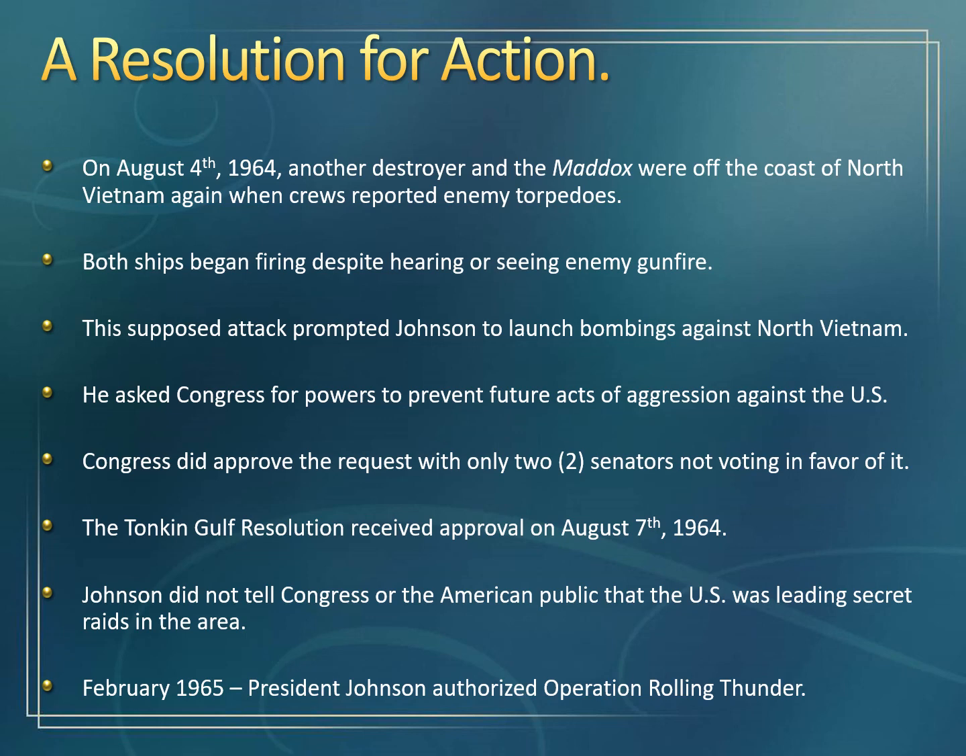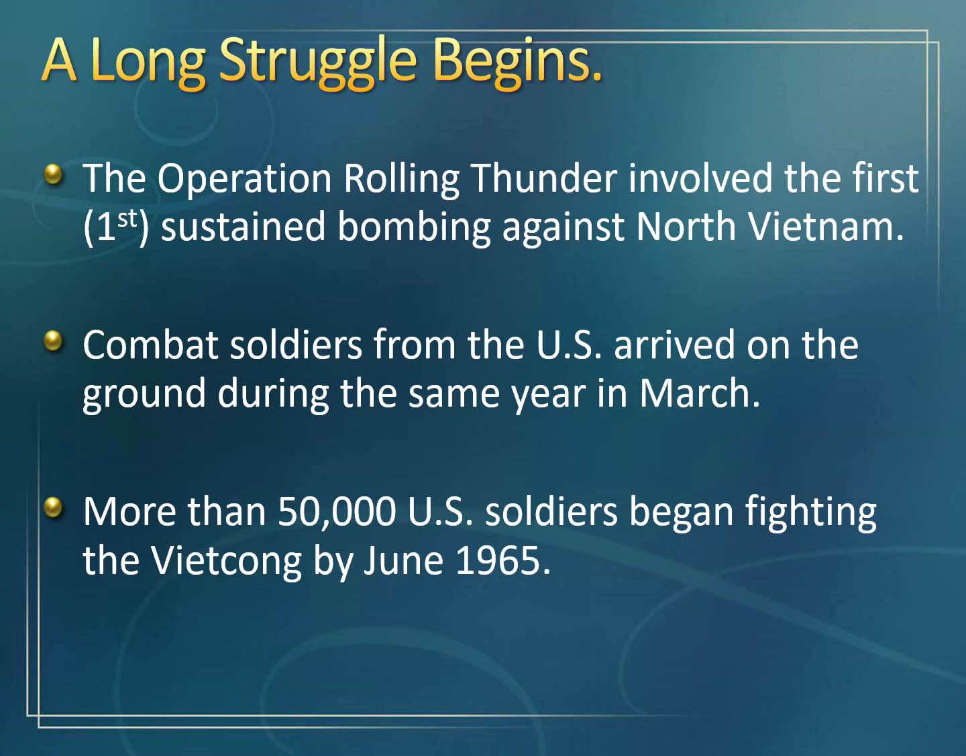In February 1965, President Johnson authorized Operation Rolling Thunder. Operation Rolling Thunder involved the first sustained bombings against North Vietnam, and combat soldiers from the U.S. arrived on the ground in Vietnam during the same year in March of 1965. So by June of 1965, more than 50,000 U.S. soldiers began fighting the Viet Cong in the area. Okay, so by June of 1965, the U.S. has pretty much committed to fighting this conflict.